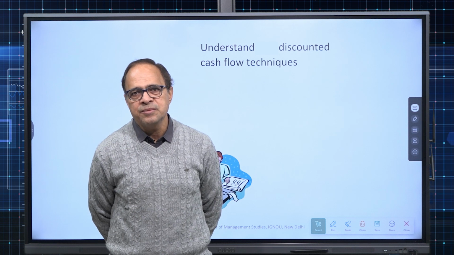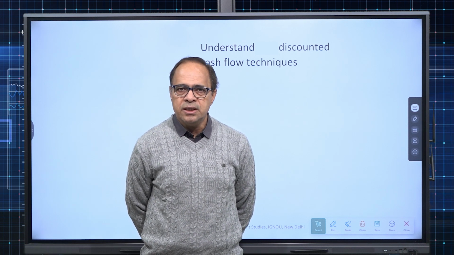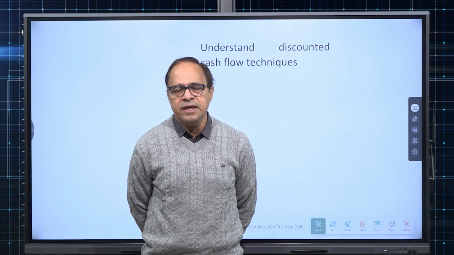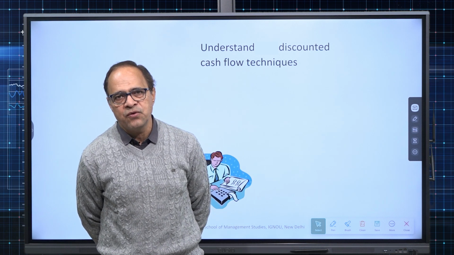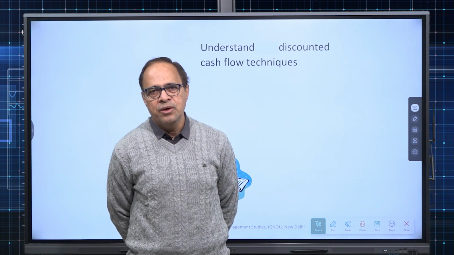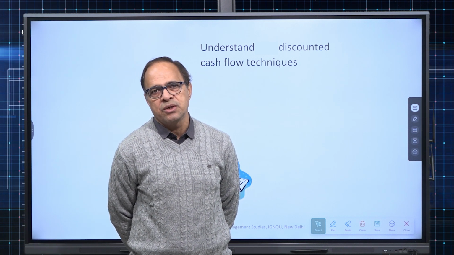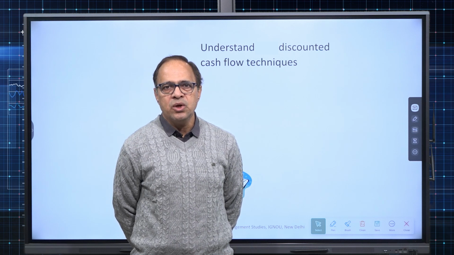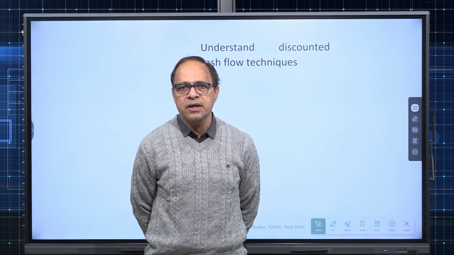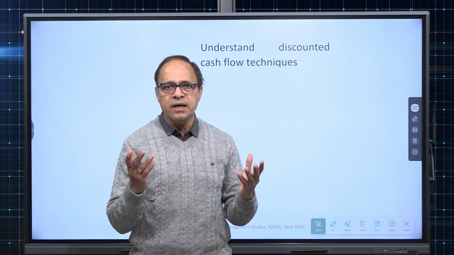Now, sometimes when you read the examination question, all the parameters are given, that is cash outflow, cash inflow, regular cash inflow, terminal cash inflow, everything is given, but the discount rate for calculating present value is not given, and you are required to calculate internal rate of return, that is IRR. Now, what is IRR?